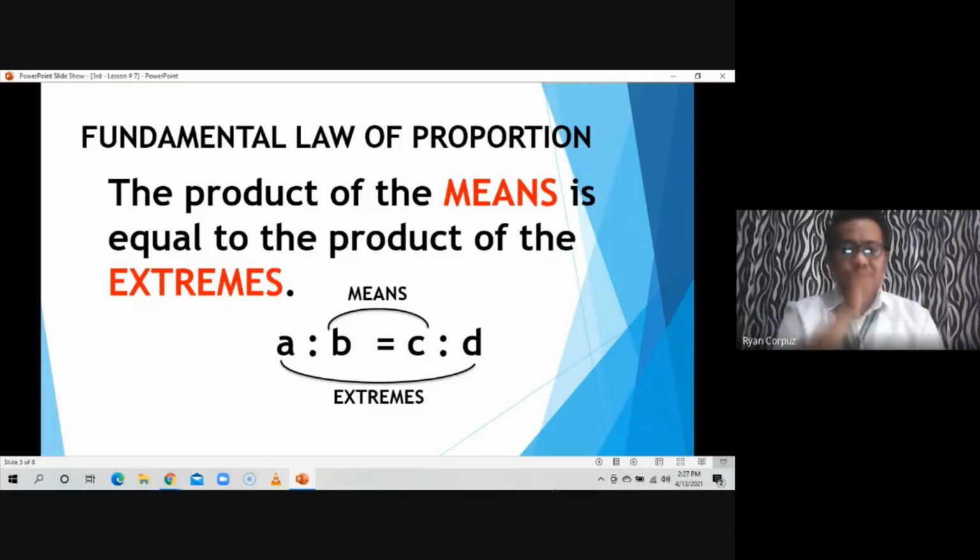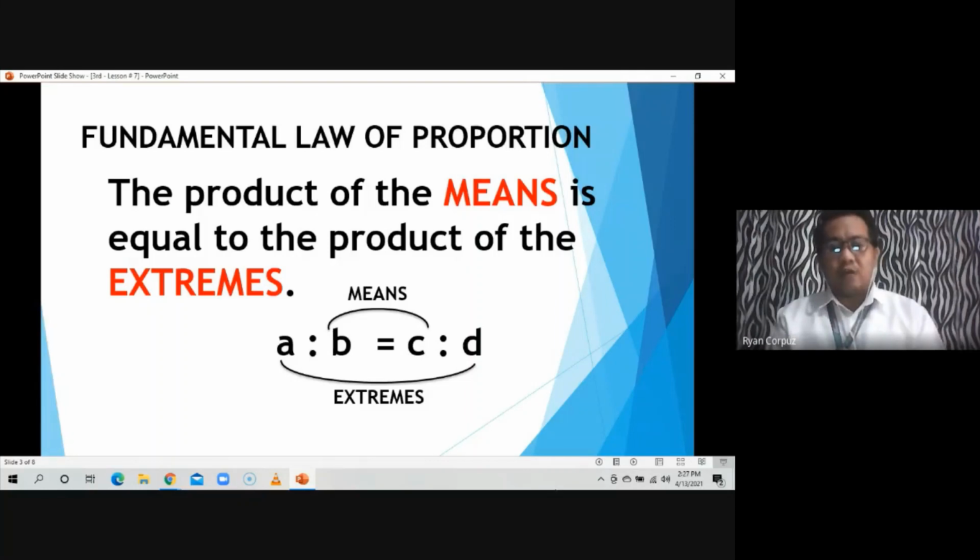So with the application of the fundamental law of proportion, wherein it stated that the product of the means is equal to the product of the extremes, even if you apply the fundamental law of proportion, still the two ratios will become equal. So let's say, for example, we do have a given variable, and you are asked for the exact value of that variable.